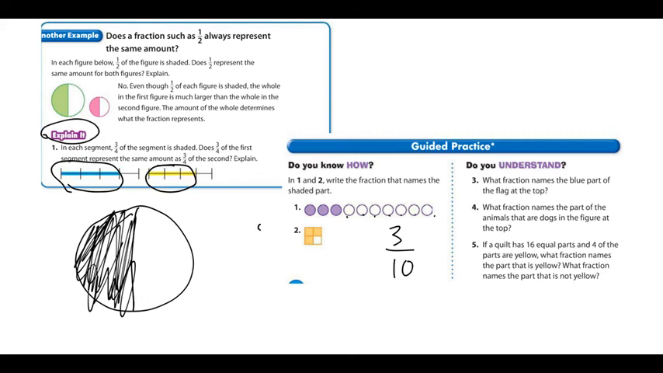Okay, go ahead and do number 2. Pause and see what you get. Okay, you should have paused and notice that there are 3 shaded and there are a total of 4 parts. So that's another 3/4. Okay, go ahead and finish 3 through 5 and then listen for what you need to complete on the following pages. Good luck, guys. Do your best.